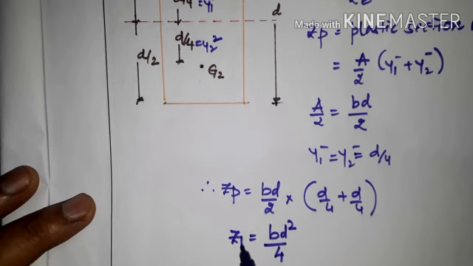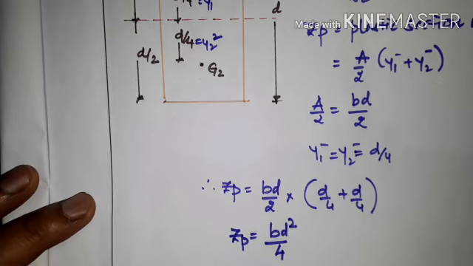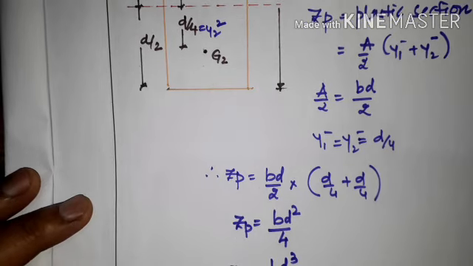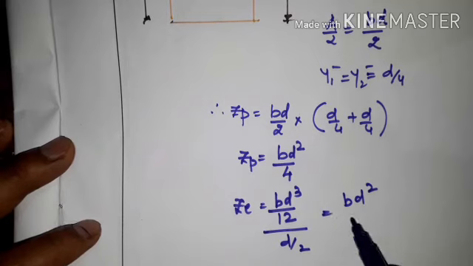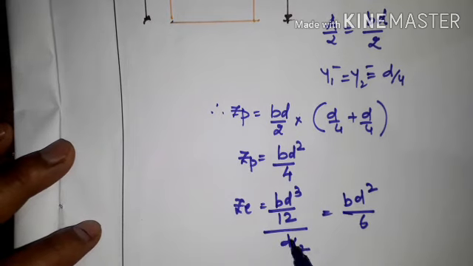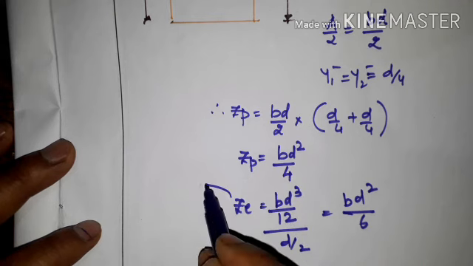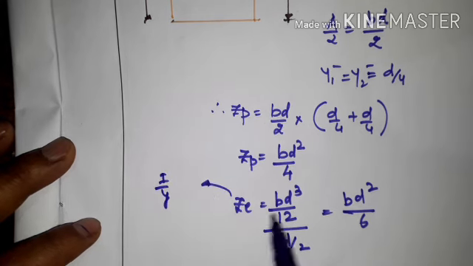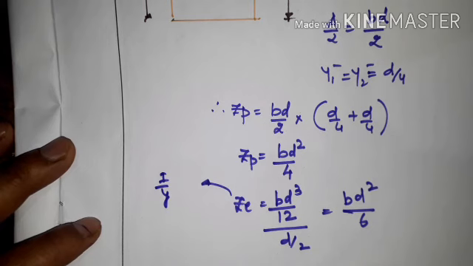And ZE is I by y, where I is bd cube by 12 and y is d by 2, bd cube by 12 divided by d by 2. So it is bd square by 6.